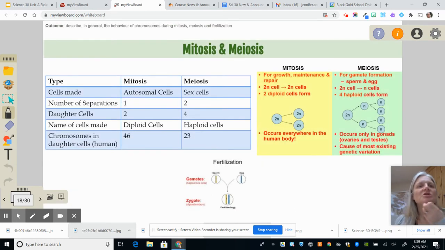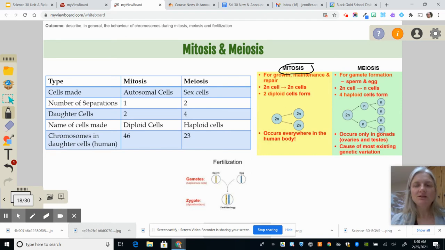All right, outcome: describe in general the behavior of chromosomes during mitosis, meiosis, and fertilization. So same outcome as the last one. Now we're looking at mitosis and the chromosomes in mitosis and what they're doing. First off, what is the difference between mitosis and meiosis? So mitosis, think toe: you stub your toe, oh, your toenail fell off, you need to regrow your toenail, your cells are going to do mitosis. So mitosis wants to create new cells that are identical to the cells that were already there.